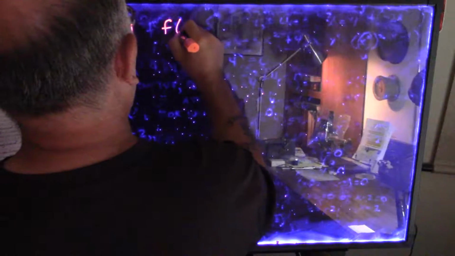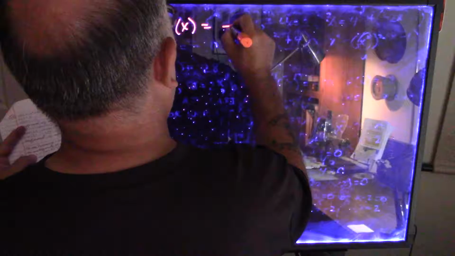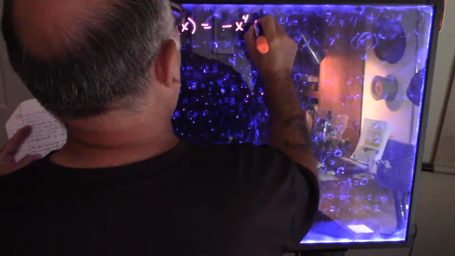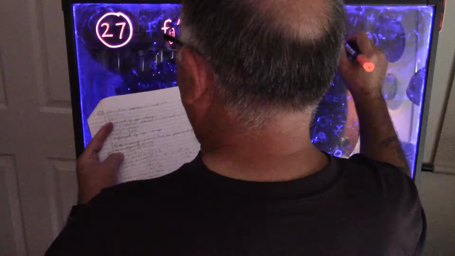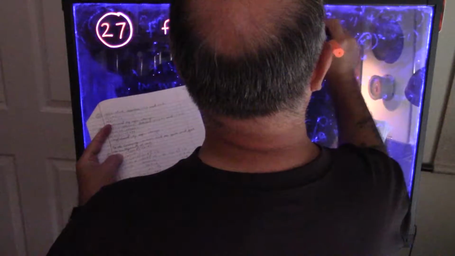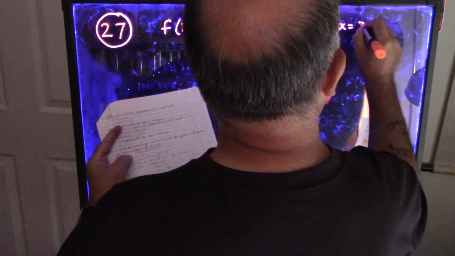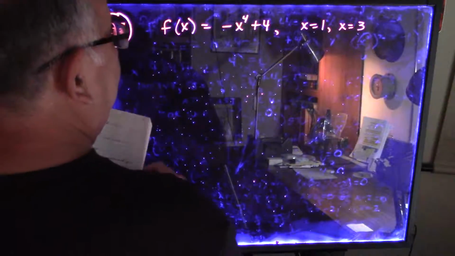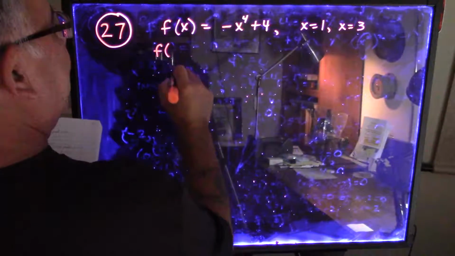Number 27. We have f of x equal to negative x to the 4th plus 4, and we want to know if there's a root between x equals 1 and x equals 3. So, again, you take f of 1 and f of 3 and hope they are of opposite signs.